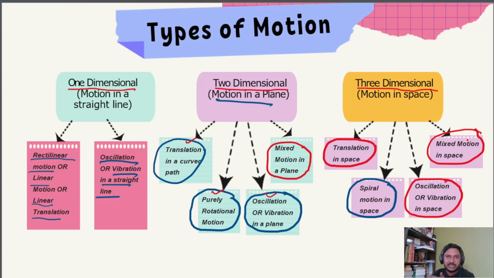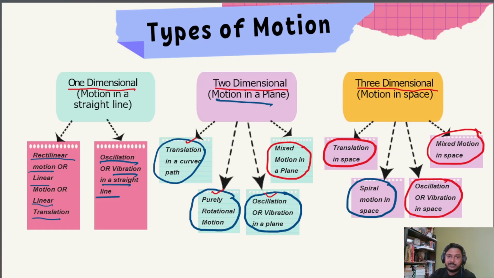Most practical motions that we see around us are basically mixed motions, because they are neither truly translational, nor truly spiral, nor truly oscillational or vibrational motion. So these are basically the types of motion that you need to know. If you have any doubt, please pause and go back to the part that you had not understood and then come back to the next part.